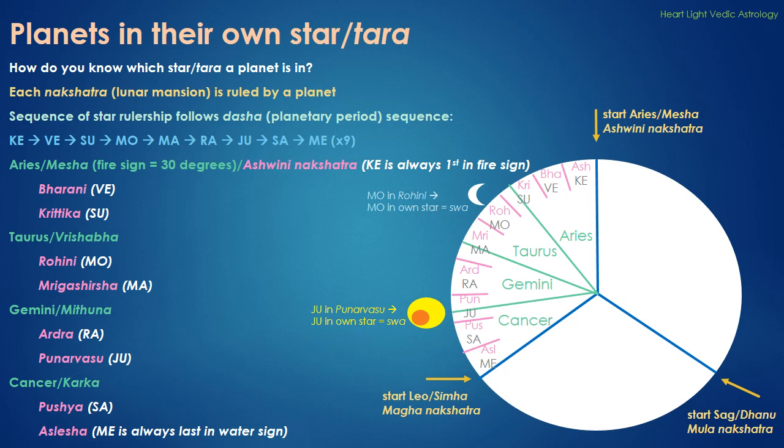Now the sequence of star rulership follows the dasha or planetary period sequence. A dasha is a planetary period, and those are the planetary periods that we're all moving through, and they go in a certain order. If you don't know, the dasha sequence is Ketu, then Venus, then Sun, then Moon, then Mars, then Rahu, then Jupiter, then Saturn, then Mercury. So there are 9 of these planetary periods because there are 9 planets.